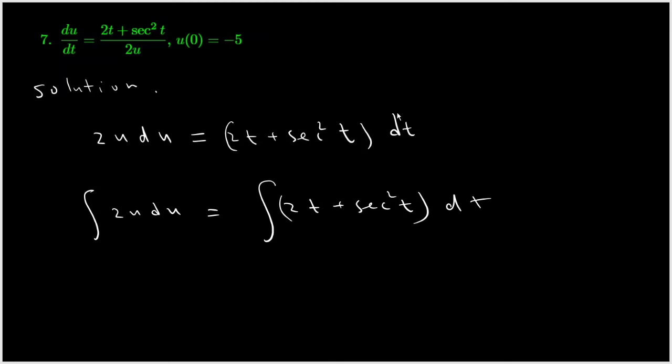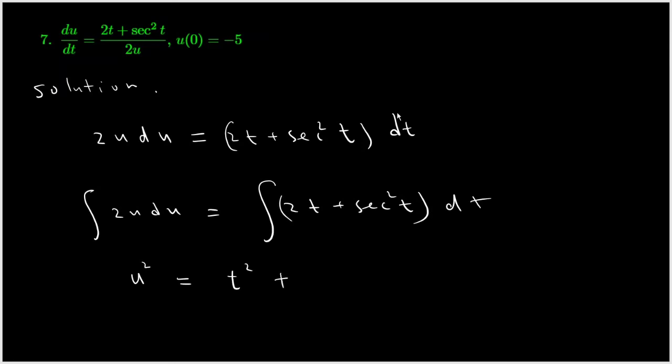Okay, now we compute the two integrals on two sides of the equation. You have the antiderivative of 2u. I think you have u squared. Right, you have u squared. The antiderivative of 2u is u squared. You think, which function has the derivative of 2u, right? You have u squared. And then on the right hand side you have t squared.